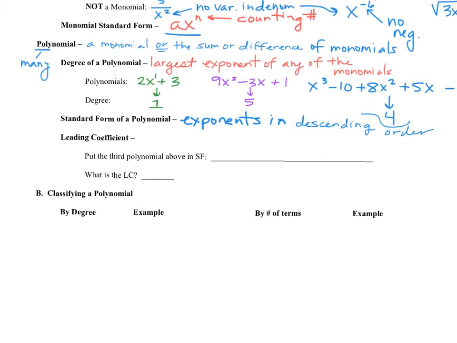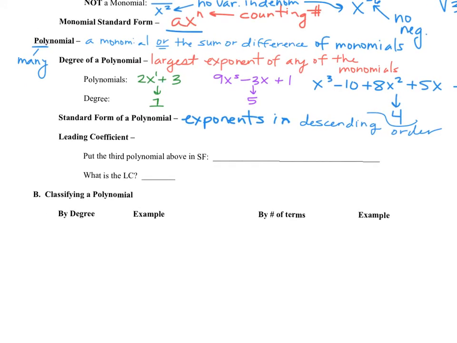Then we have what's called the leading coefficient. And the leading coefficient is exactly what it sounds like. Do you know what a coefficient is? The number next to the variable. The number that comes in front of the variable. Okay, the leading coefficient is the one in front of the first variable in standard form. So it's the number in front.